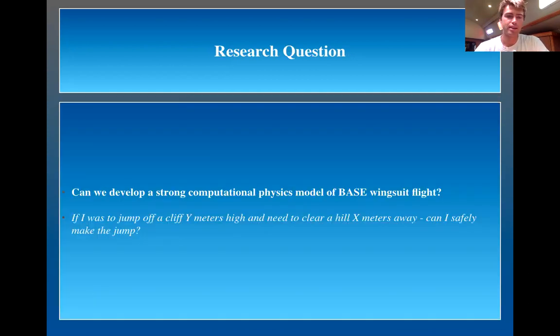So that was a big thing for me. And that's what led to this research question of, can we make a strong model of this so that we can answer questions about a jump and potentially inform people and increase their safety, or just give them better information than they might not have had.